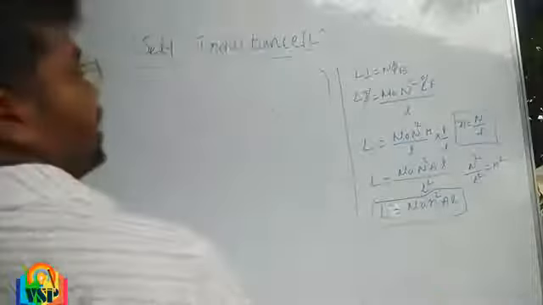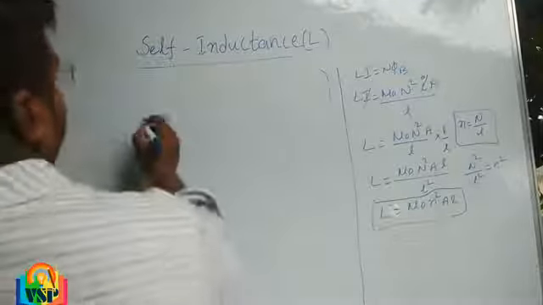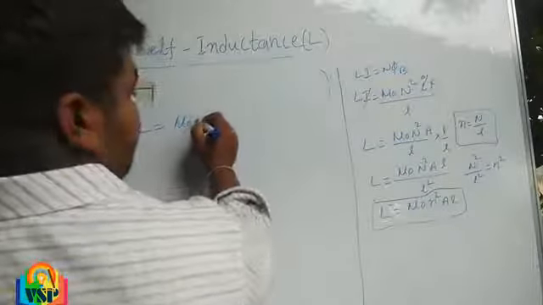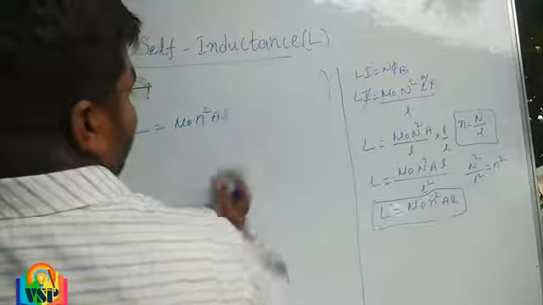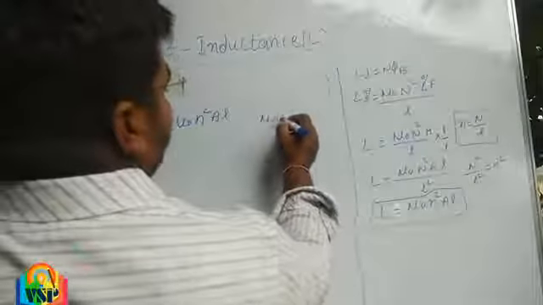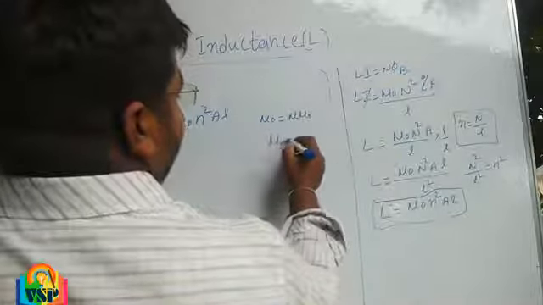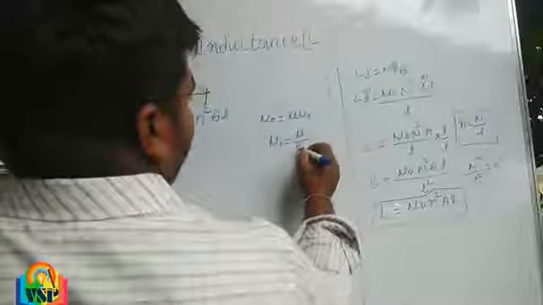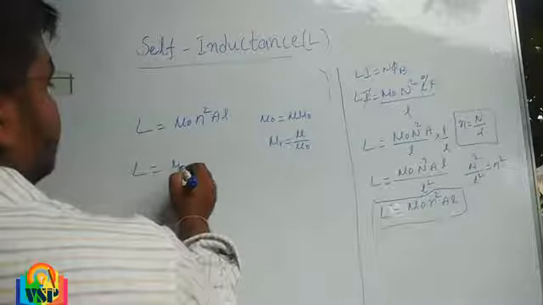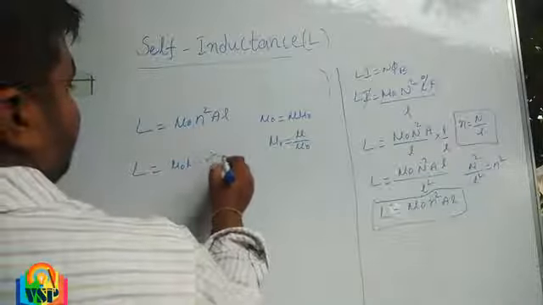If we take this solenoid in any medium, L is equal to mu n square A l. Here mu is equal to mu naught into mu r, because relative permeability is equal to mu by mu naught. So L is equal to mu naught mu r n square A l.